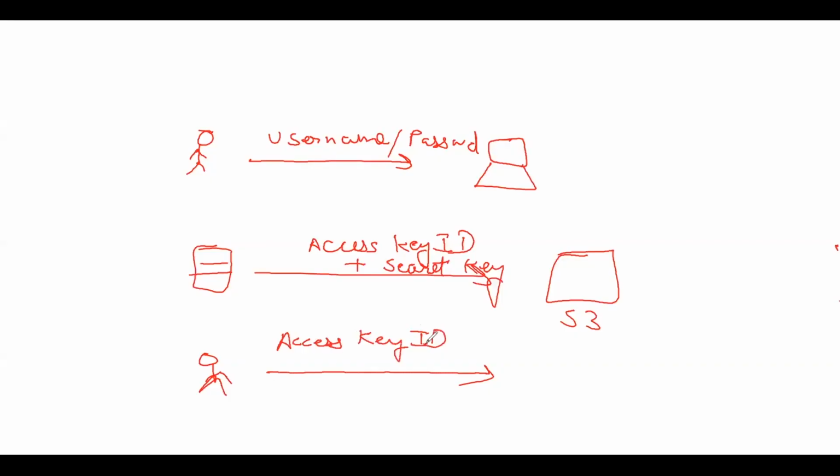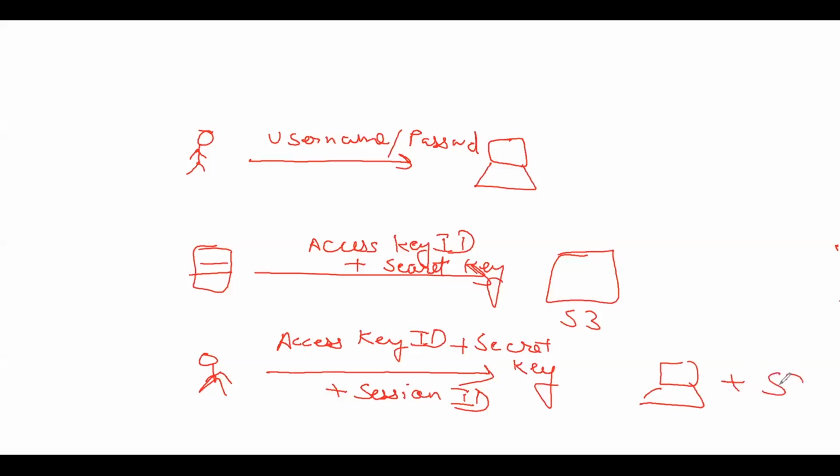Okay, it will have the secret key as well. Then it will have a session ID as well. Then when these three match, the resource will have access to the AWS account and the particular resource, let's say, as we take an example of an S3 bucket.